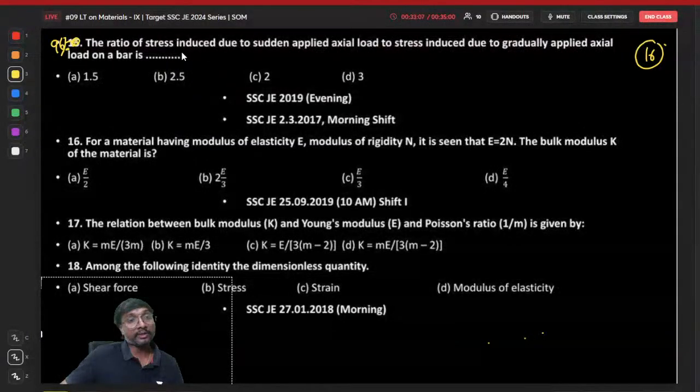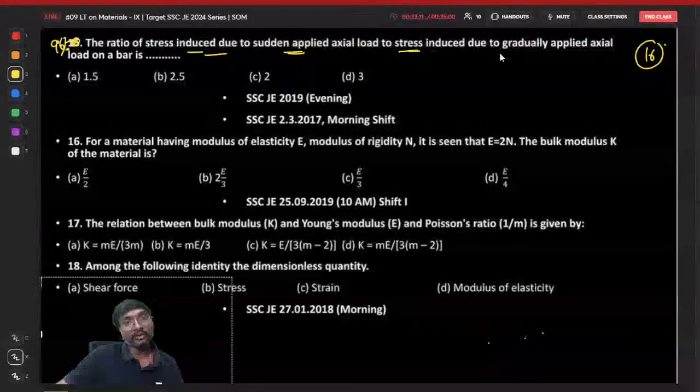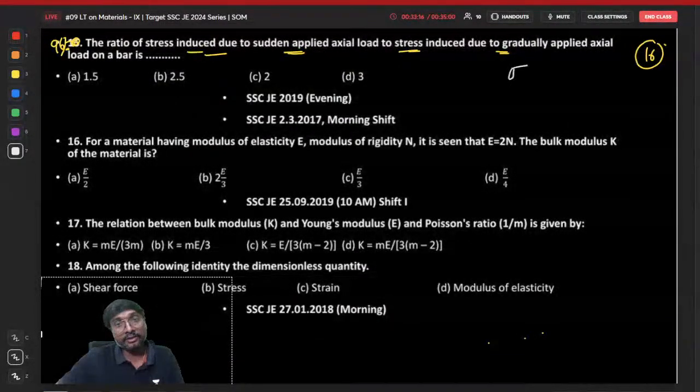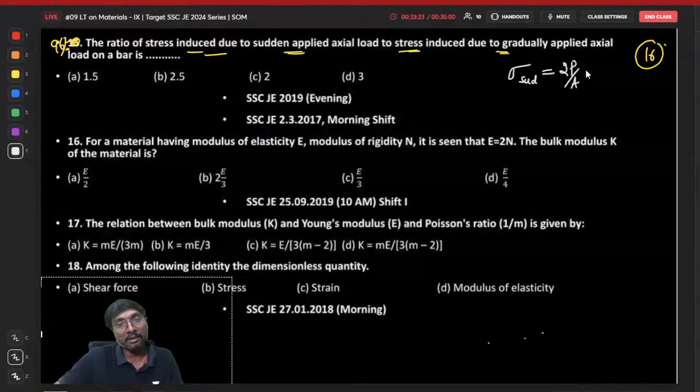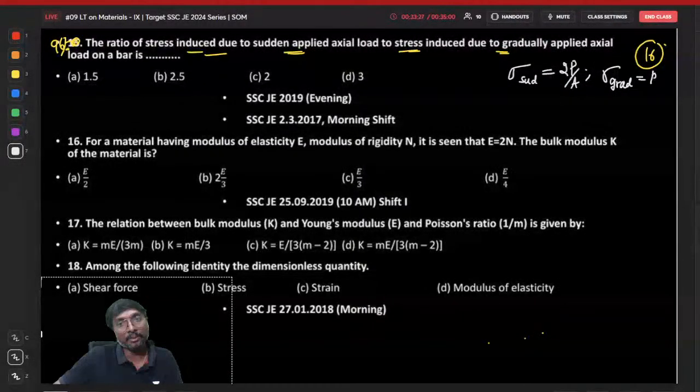The ratio of the stress induced due to this suddenly applied load and the stress induced due to this gradually applied load, right? What can you say? The stress due to the sudden load is 2P by A. Now the stress due to the gradual load is how much? That is P by A only.